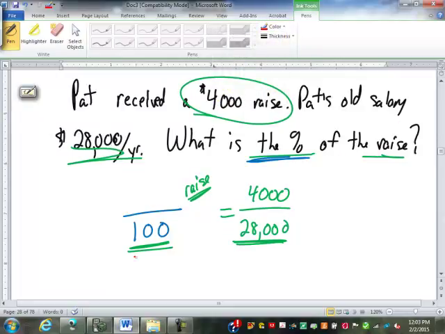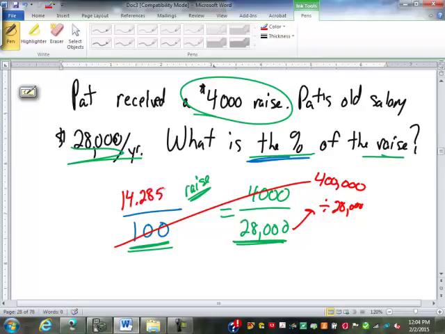So now we'll find that missing percent by cross multiplying and dividing. 100 times 4,000 is 400,000 divided by 28,000, which gives us 14.28571 approximately percent, or 14.3% raise. Which, for those of you who don't know, that's a really good raise right now.